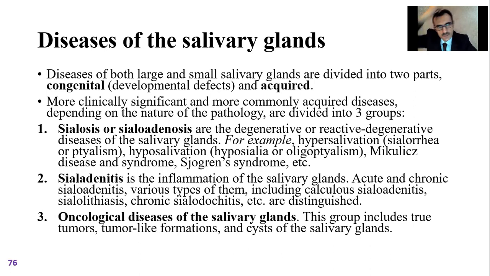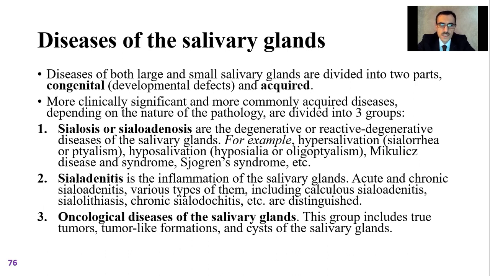Now let's discuss diseases of the salivary glands. Diseases of both large and small salivary glands are divided into two parts, congenital and acquired. The more clinically significant and more common acquired diseases, depending on the nature of the pathology, are divided into three groups. First, sialosis or sialadenosis. These are degenerative or reactive degenerative diseases of the salivary glands, for example, hypersalivation, hyposalivation, Mikulicz disease and syndrome, Sjogren's syndrome, etc.